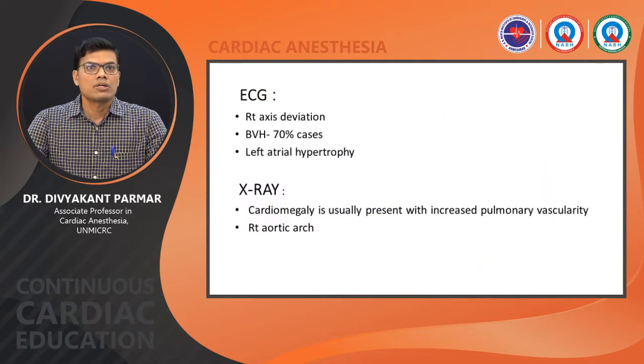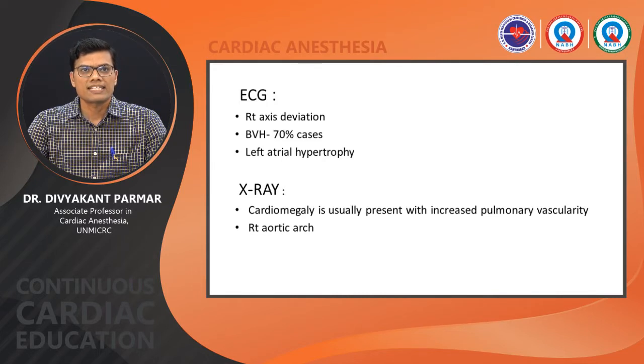Coming to the ECG, the features are non-specific. Most commonly, right axis deviation is present. In 70% of cases, there is biventricular hypertrophy, more commonly of the left ventricle. Then there is left atrial hypertrophy, as evidenced by the tall peaked P wave.